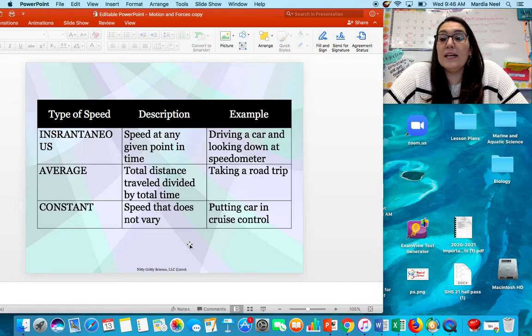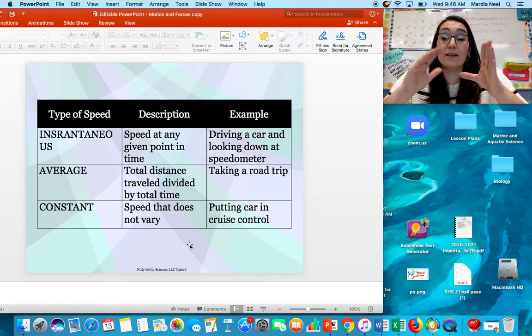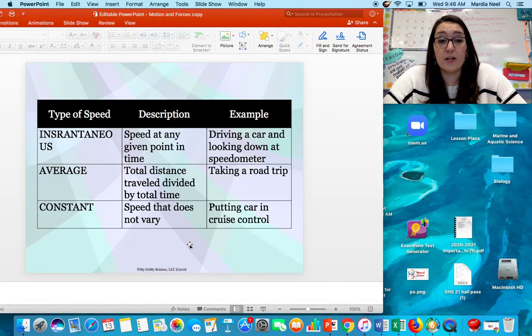Constant speed is not really attainable. Most things don't have constant speed. The only way you're going to get constant speed is if you put a car in cruise control or you have a constant speed vehicle. They're little vehicles we use for science that are meant to go a constant speed at a constant rate. That's speed that doesn't vary.